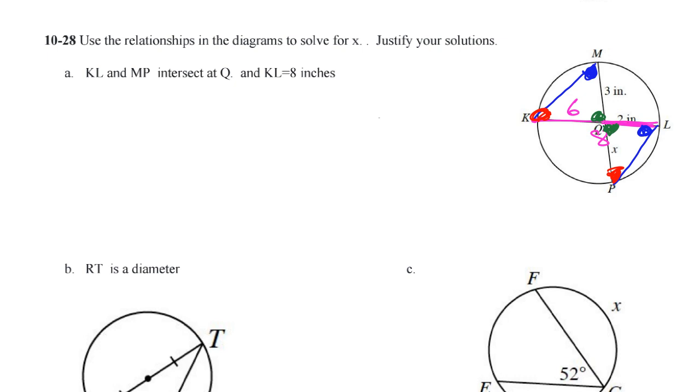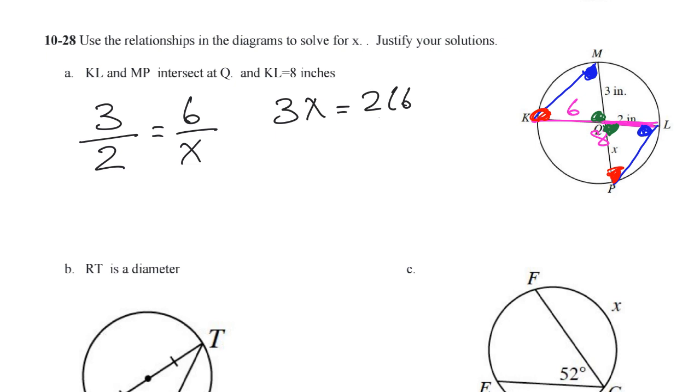So I can set a proportion to find the value of x. I'll put 3, which is between the blue and the green, corresponding again to the side that's between the blue and the green in the other triangle, which is 2, equal to 6 between the green and the red, corresponding again to x. From there, I can cross multiply: 3 times x equal to 2 times 6. So you have 12 is equal to 3x. Dividing by 3 on both sides, x is equal to 4.